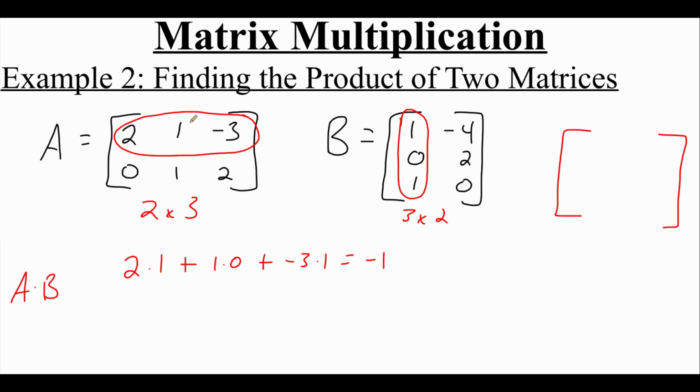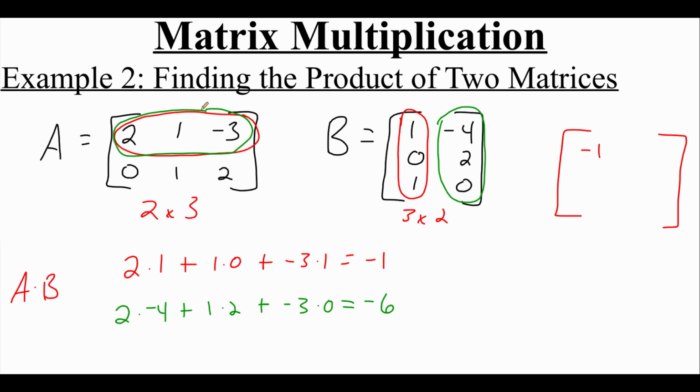And because we multiplied the first row by the first column, this entry goes in the first row, first column. I'm going to switch colors here to try to keep things straight. Now what we need to do next is take our first row times the second column in matrix B. So we're going to take 2 times the -4, plus 1 times 2, plus negative 3 times 0. 2 times negative 4 is negative 8, plus 2, plus 0. So we're going to end up getting negative 6 there.